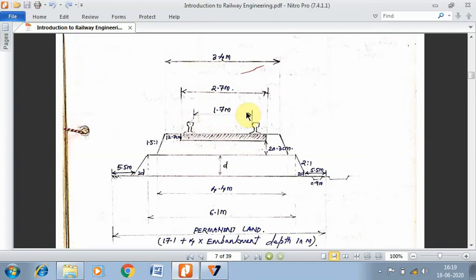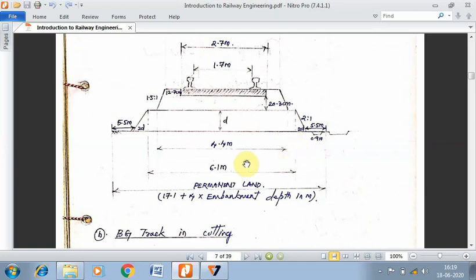So there are a number of gauges that we have in our Indian specification. You have narrow gauge, meter gauge, and then broad gauge, the details of which we will be studying in the classes ahead, right? Then the width of the sleeper would be 2.7 meters, and the top width of the ballast cushion is 3.4 meters, right?